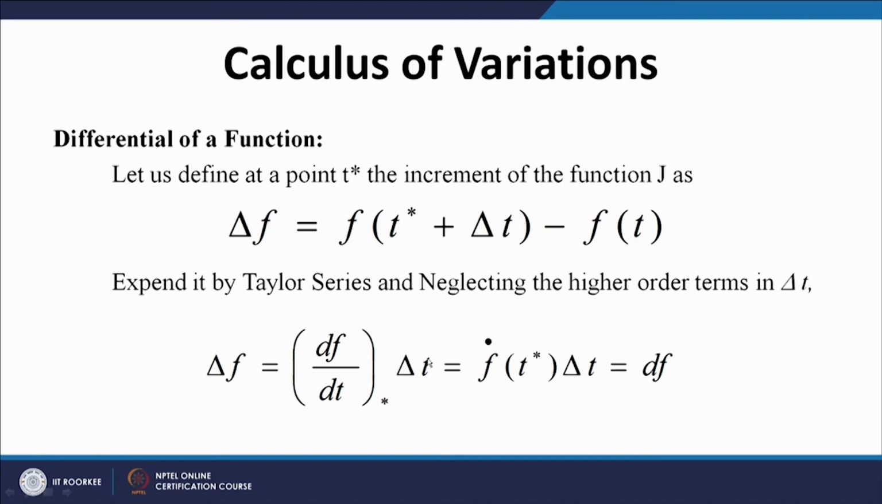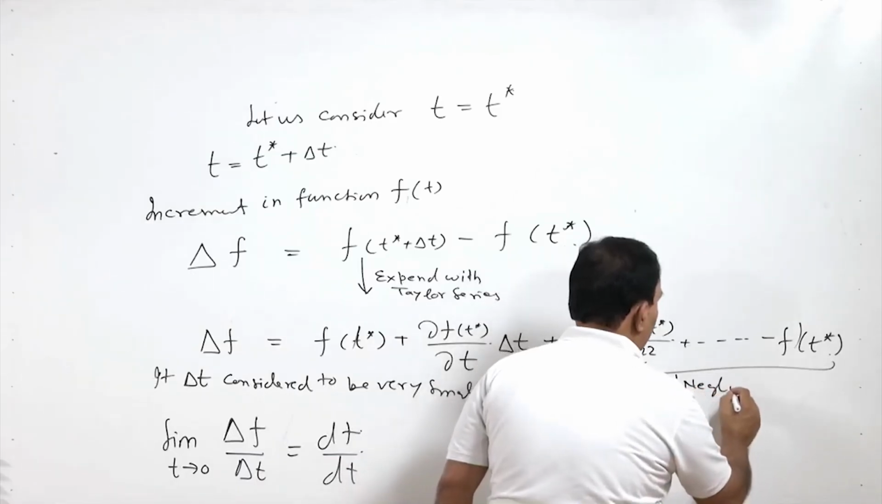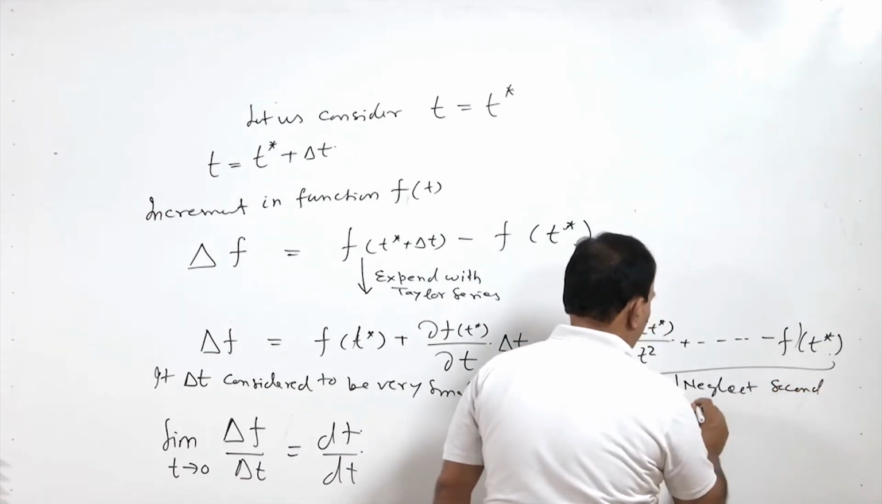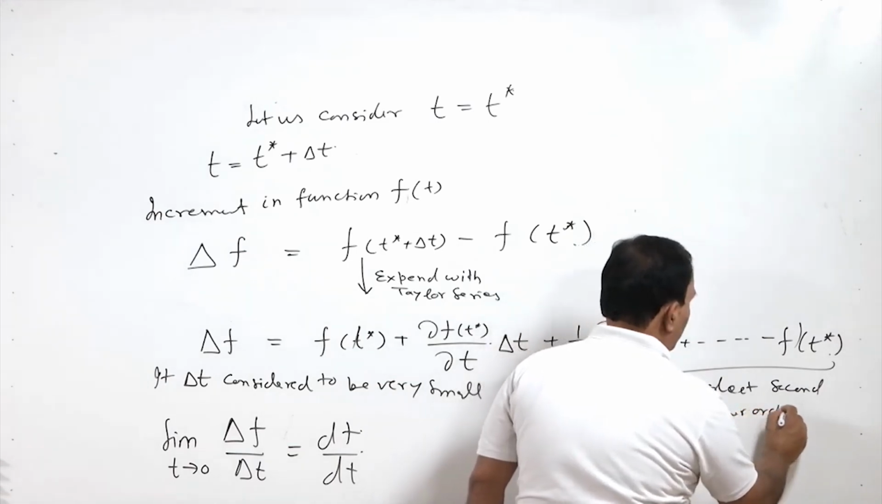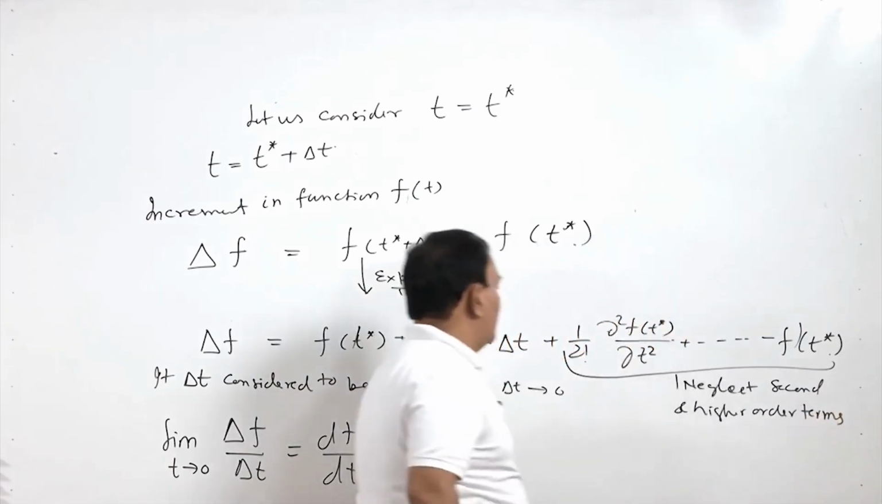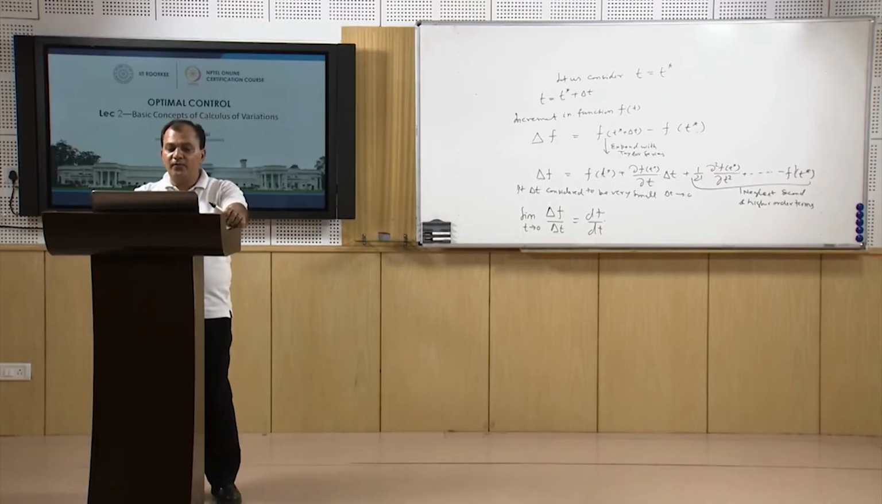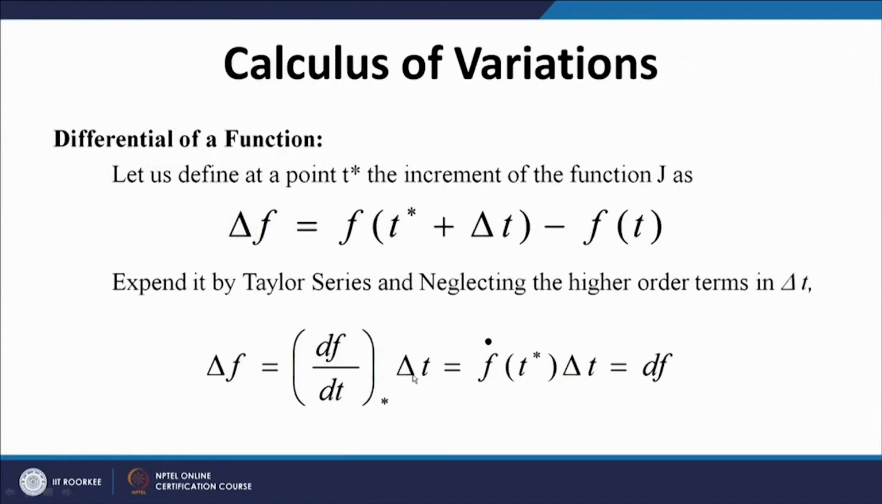If I neglect second and higher order terms, in this case my delta f can simply be written as df by dt delta t, which is nothing but my f dot of t at the t star point times delta t, and this I can approximate as my df, which is nothing but the first order approximation of the increment.